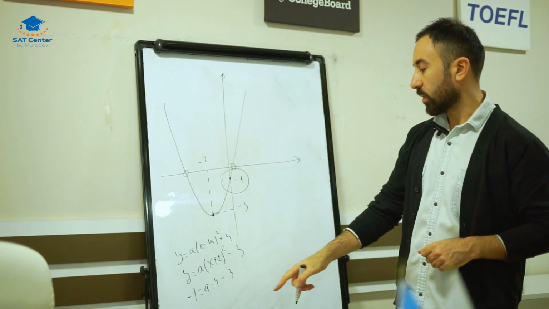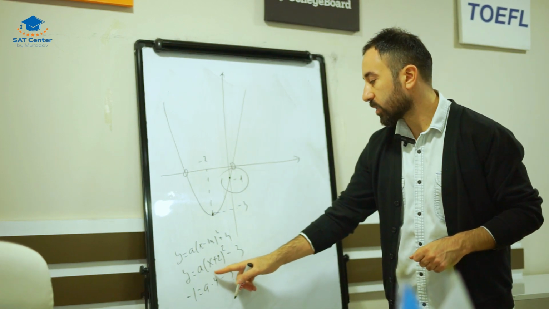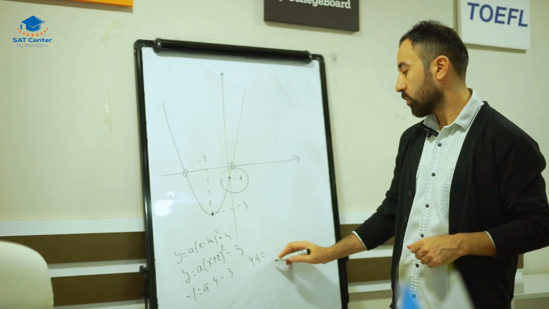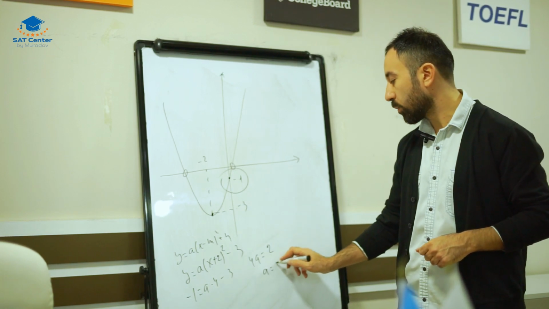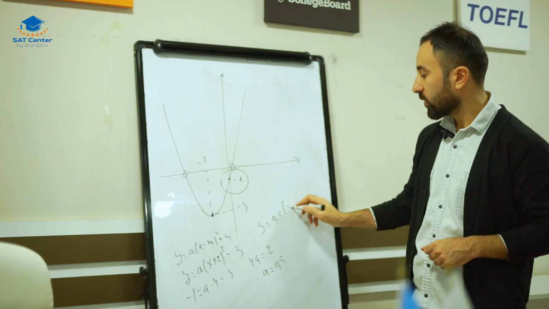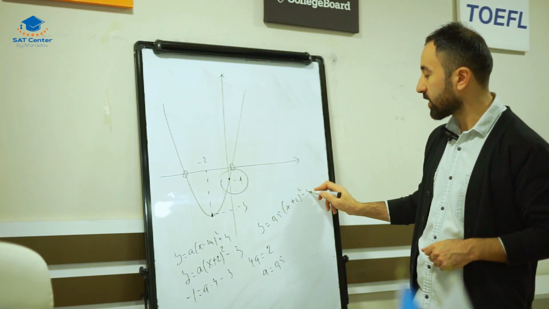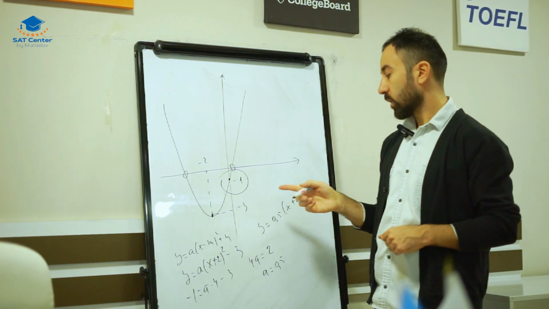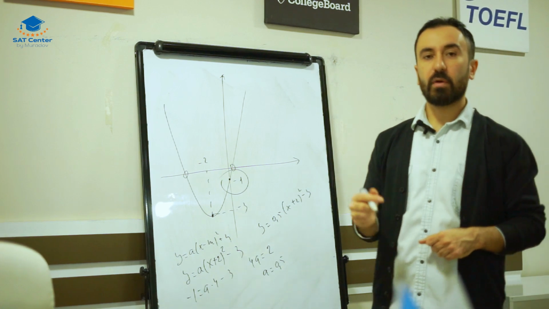Okay, in this one, minus 1 in place of y, 0 in place of x, minus 3, 4a equal to 2, a is 0.5. So y equal to 0.5, x plus 2 squared minus 3 is the equation of this function, this parabola, in vertex form. That's all about the topic.